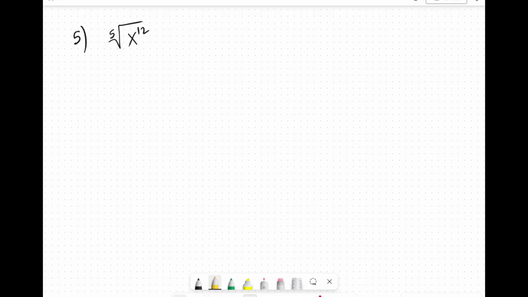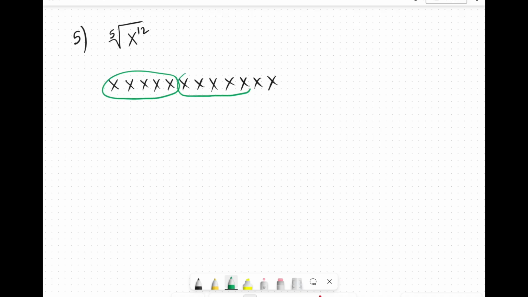So let's go ahead and break down x to the power of 12. Here are your 12 x's, and I will be circling 5 of them at a time. There is 1, and there is 2. So since we have 2 circles, we will be pulling 2 x's, or x squared, outside of your answer.